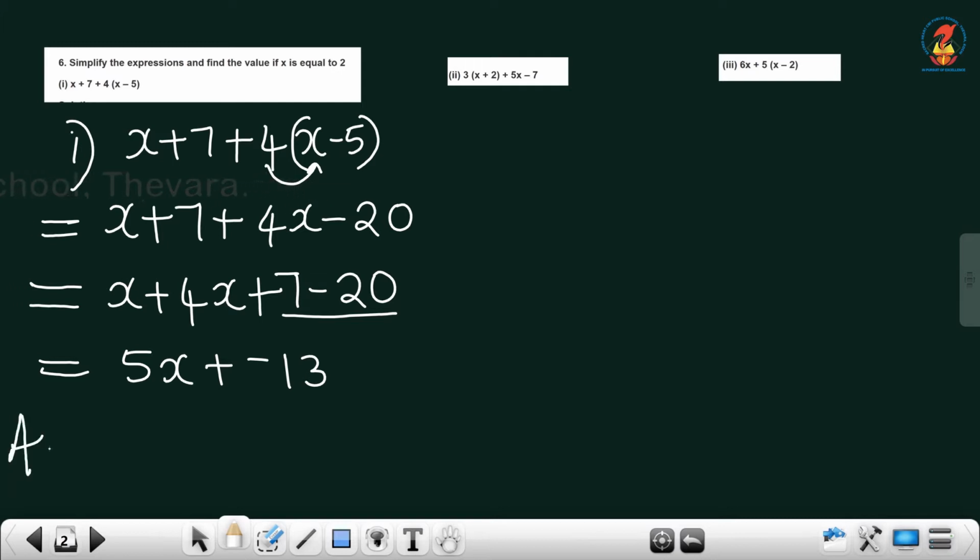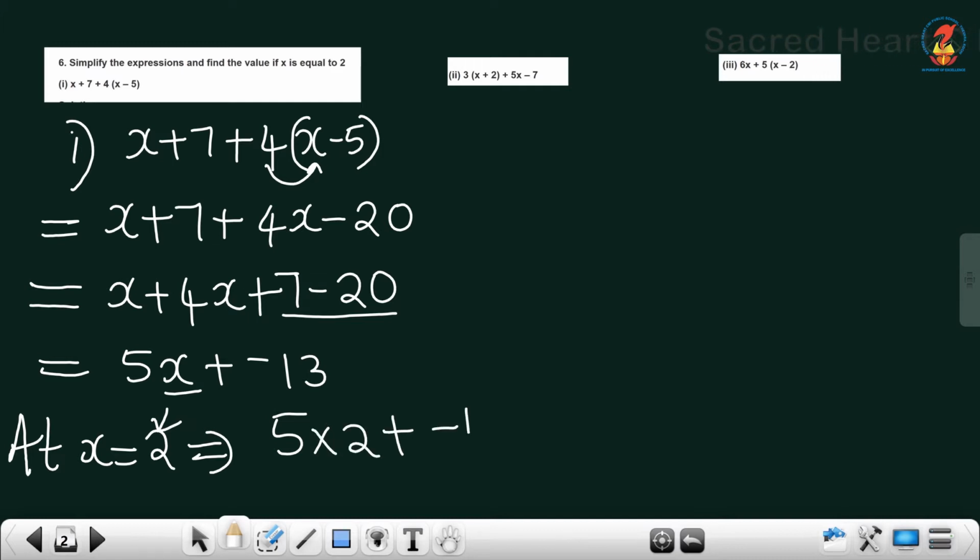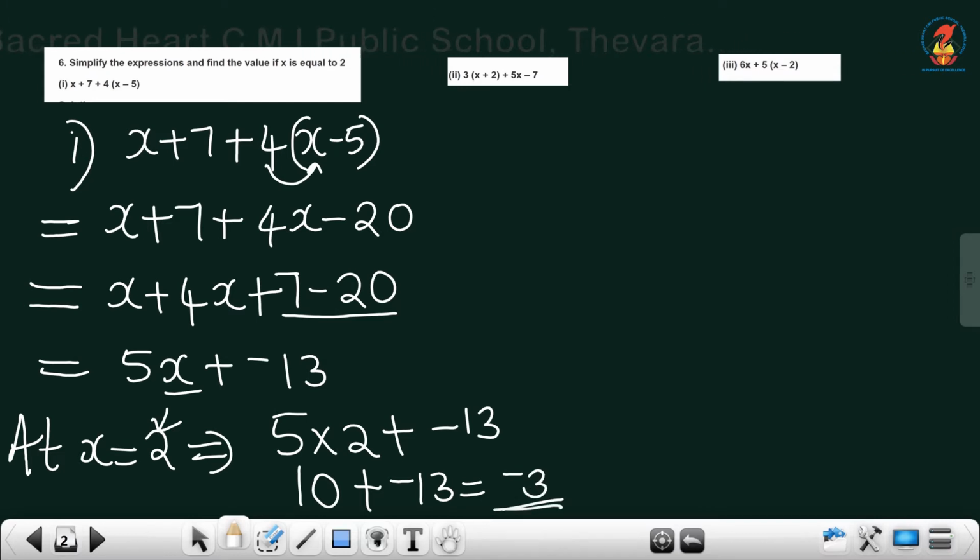Now at x is equal to 2, what will be the value of this expression? That means in place of x we have to substitute the value 2. That means 5 into 2 plus negative 13. 5 into 2, what is the answer? 10. 10 plus negative 13, what is the answer? 10 plus negative 13 is negative 3.